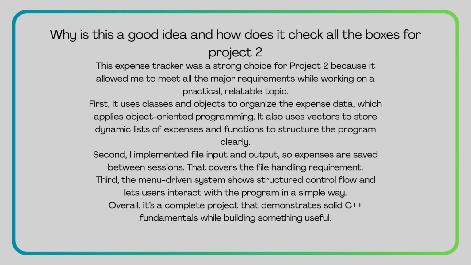So why did I think this was a good idea, and how did it check all the boxes for project two? The expense tracker was a strong choice for project two because it allowed me to meet all the major requirements while working on a practical, relatable topic. As a college student, many people use planners to manage their finances. So I thought this would be a good idea, especially when you implement it in code, because you are able to use loops, structured menu applications, and functions to organize it.